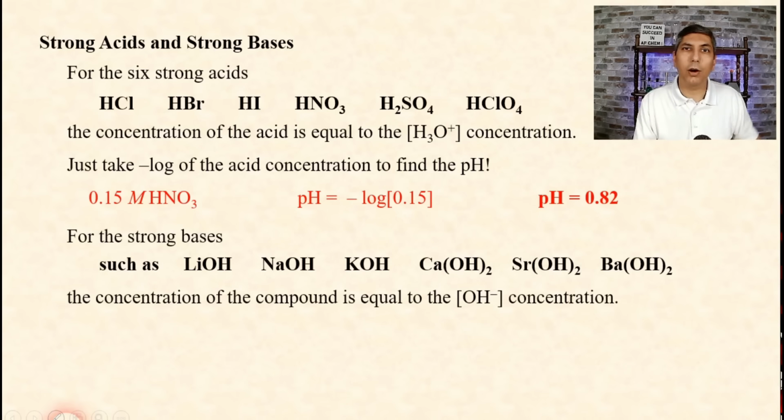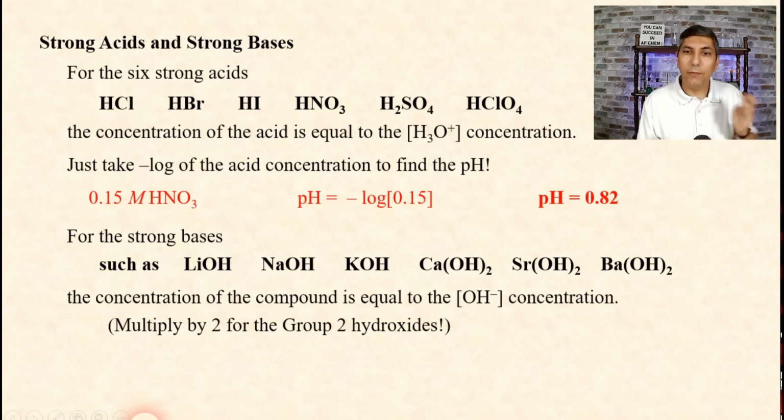Well, the strong bases are the group 1 and 2 hydroxides. Now, some of these are not very soluble, so we don't work with them very often, but these are the most common strong bases that you would probably see on the AP exam. Remember that for any strong base, the concentration of the hydroxide ion is equal to the concentration of that compound. Now don't forget that if you have the group 2 hydroxides, you have to multiply it by 2 because there are 2 hydroxides for every 1 formula unit in the compound.